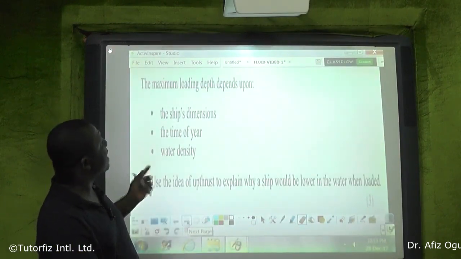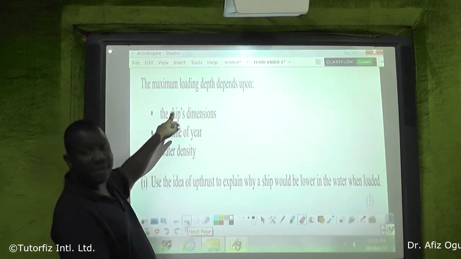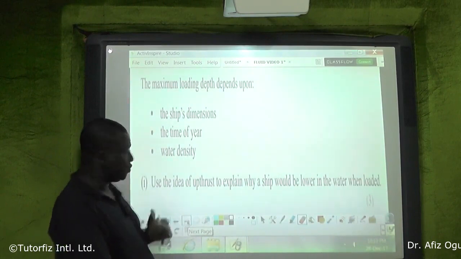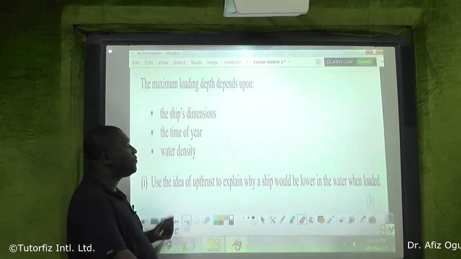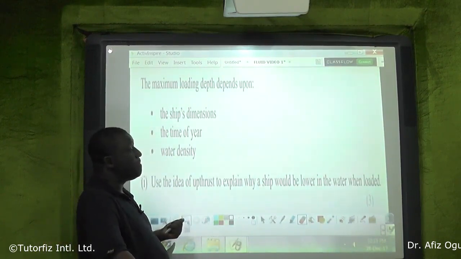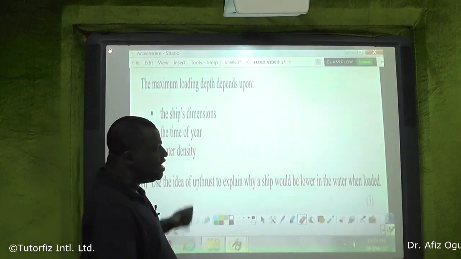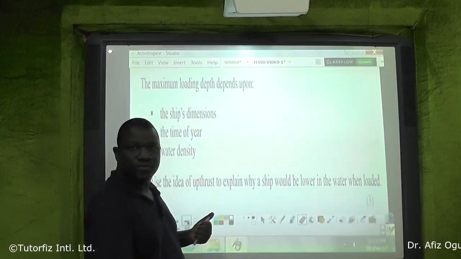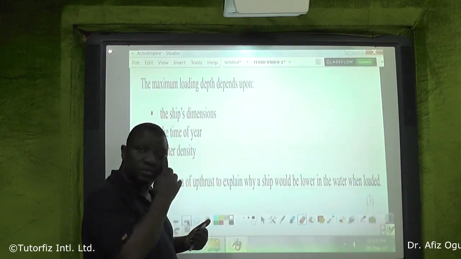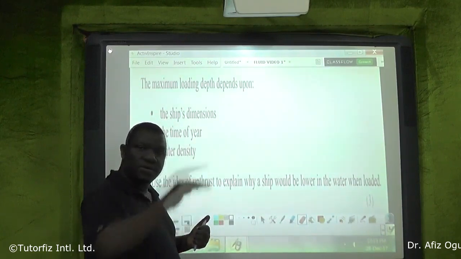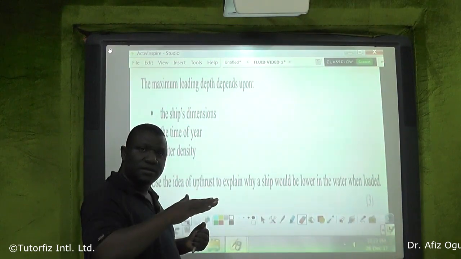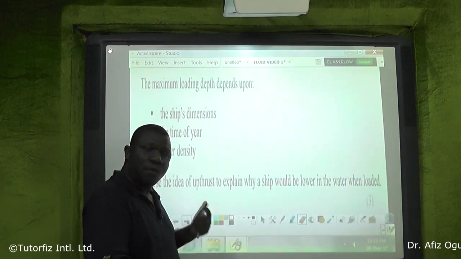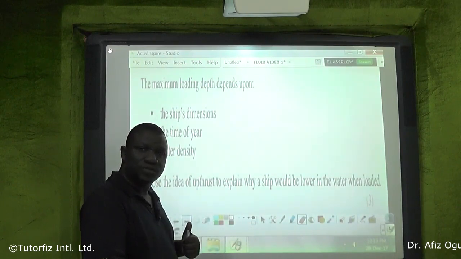The maximum loading depth depends on the ship's dimensions, the time of the year, and water density. We'll come to that. Use the idea of upthrust to explain why a ship will be lowered in the water when loaded. Why will it sink a little? Not totally sink, but go down to an extent depending on the amount of load in it.